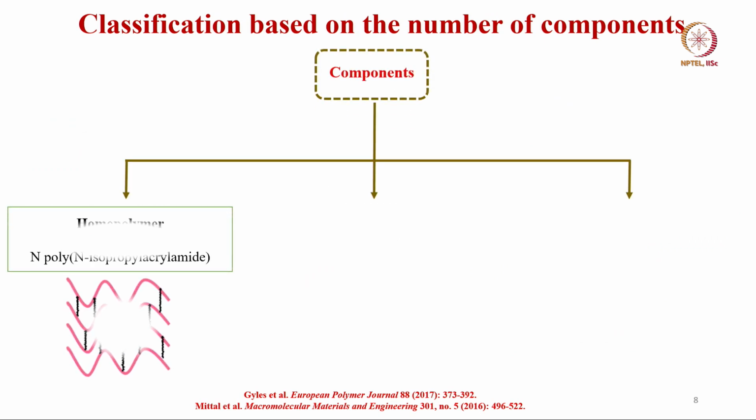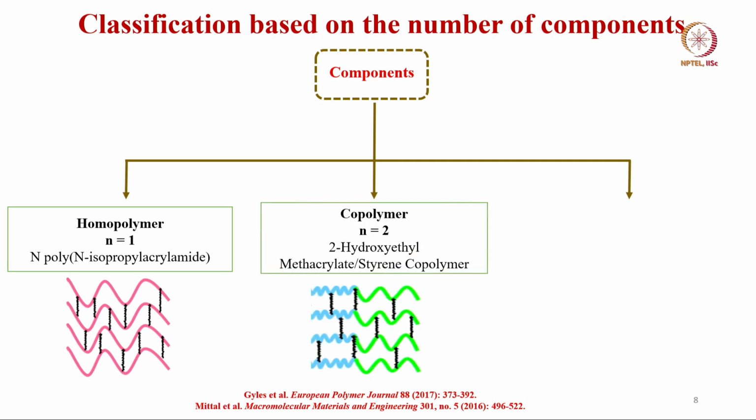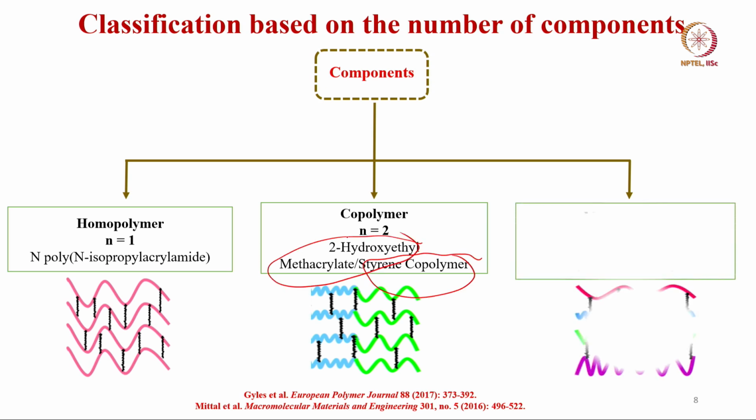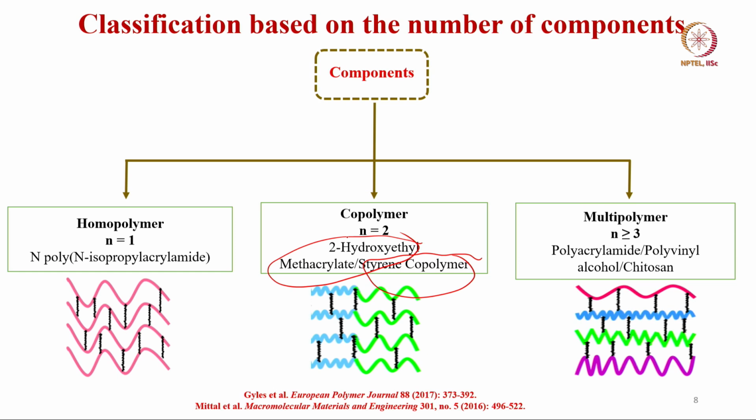Classification based on the components: a homopolymer, like n equal to 1, for example poly N-isopropylacrylamide. A copolymer, like n equal to 2, as the name suggests, is a combination of two mer units. These mer units can be a styrene copolymer or a 2-hydroxyethyl methacrylate copolymer. n greater than or equal to 3 is a multipolymer. You can have polyacrylamide, polyvinyl alcohol, chitosan, that means a polyacrylamide gel with PVA and chitosan.